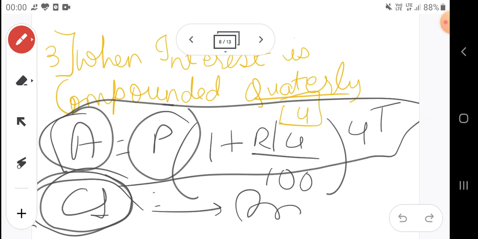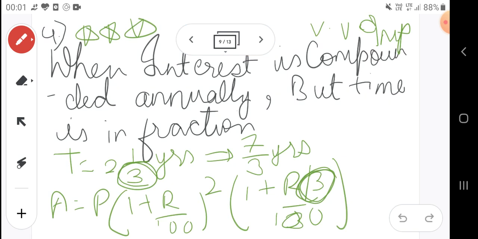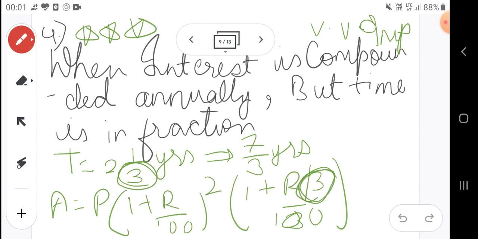When interest is compounded quarterly, quarter here means 4. So the formula will be amount equals principal bracket 1 plus R upon 4 upon 100 raised to 4T. Now this is a very important formula for when the interest is compounded annually, but time is in fractions. The formula will be amount is your principal, 1 plus R upon 100 square, multiplied by 1 plus R upon 3 upon 100. Here I have considered 3 with respect to this. Never forget it.